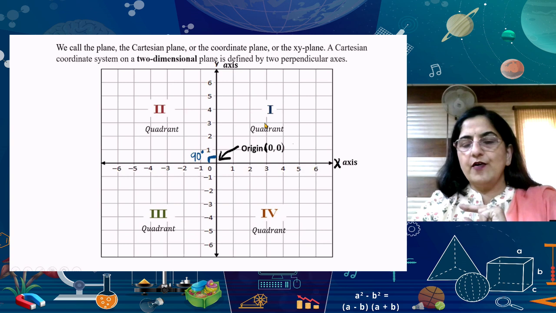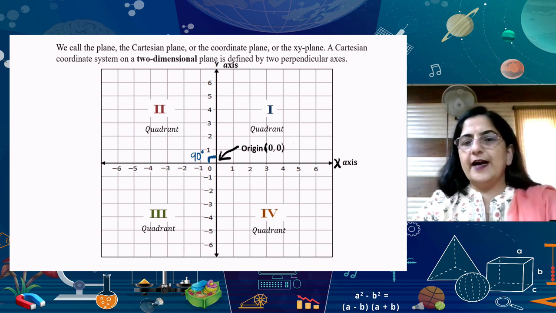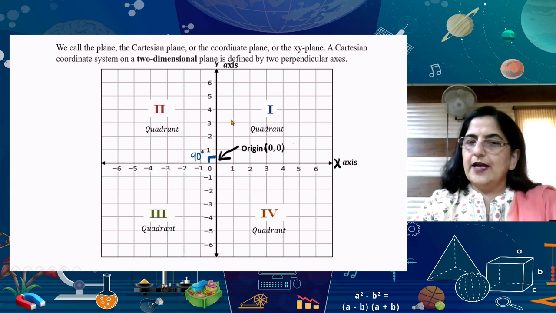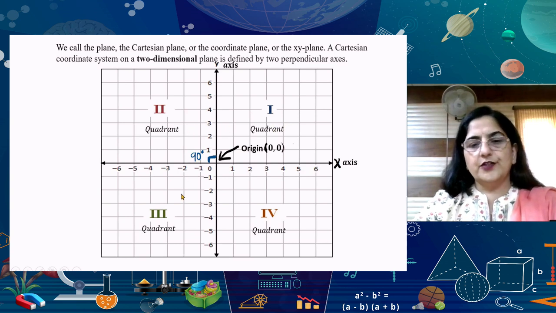When we are talking of the Cartesian plane, we are talking of two-dimensional, 2D shapes. The x-axis and the y-axis, which are perpendicular to each other, divide the entire plane into four equal parts: the first quadrant, the second quadrant, the third quadrant, and the fourth quadrant.